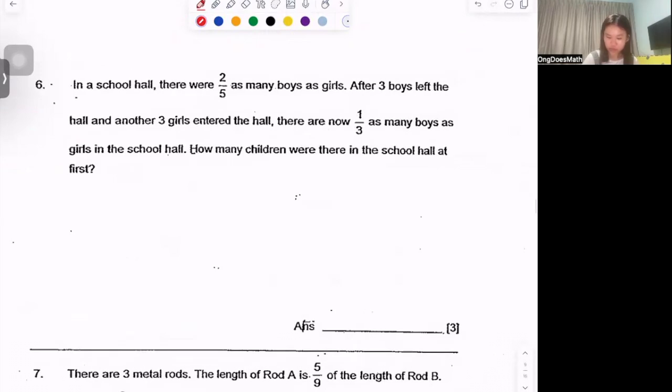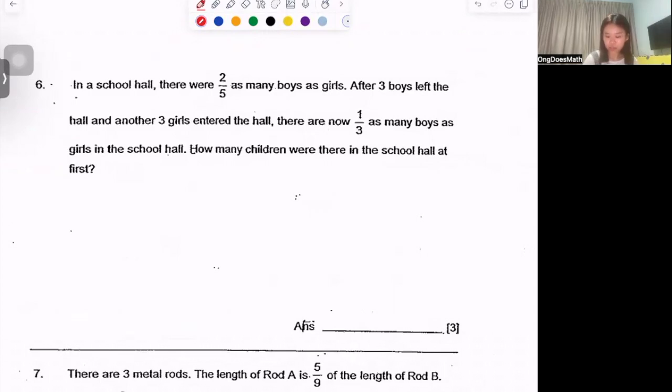In a school hall, there were 2/5 as many boys as girls. After 3 boys left the hall and another 3 girls entered the hall, there are now 1/3 as many boys as girls in the school hall. How many children were there in the school hall at first?